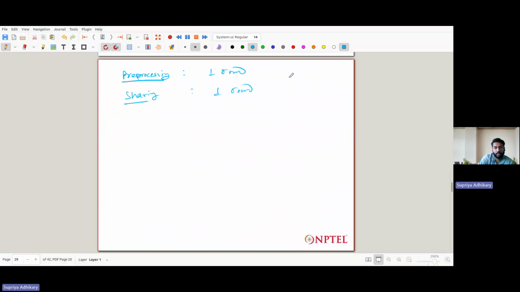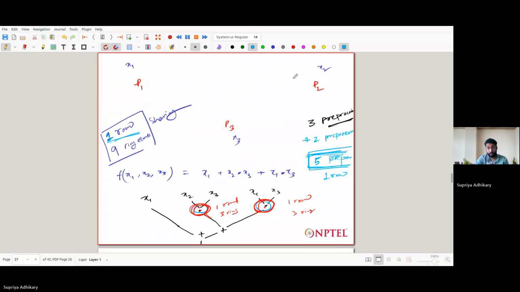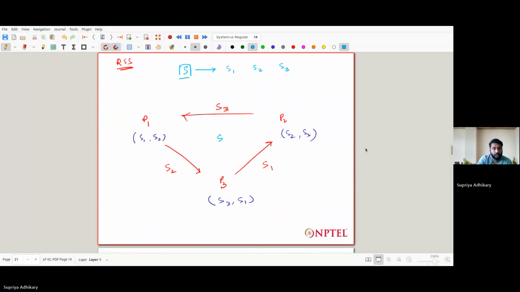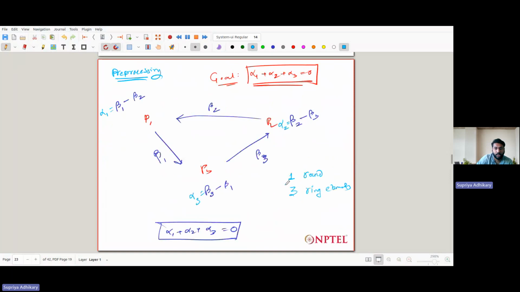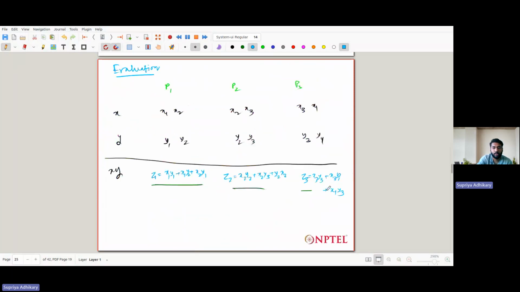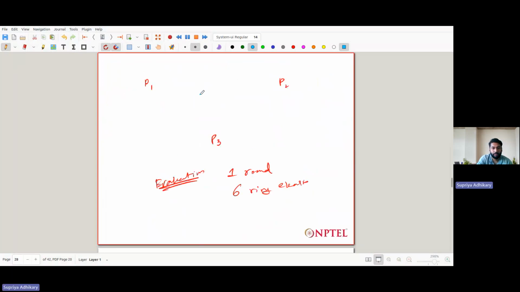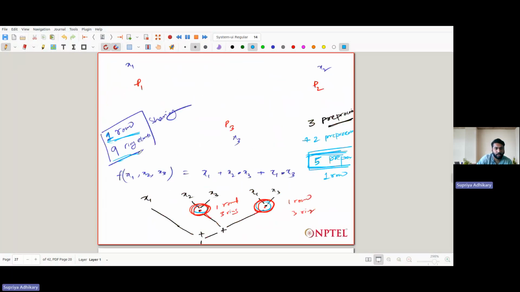And how many ring elements are there? For the pre-processing, since there are 5 pre-processing, and for each pre-processing, as we have seen over here, 3 ring elements are to be communicated. So there are a total of 15 ring elements communicated for pre-processing. For sharing, there are 9 ring elements that are communicated.